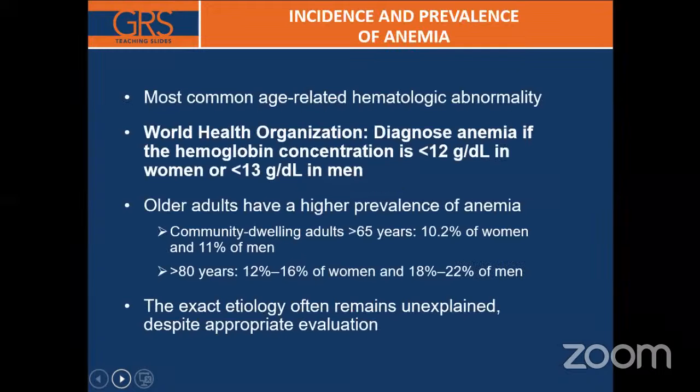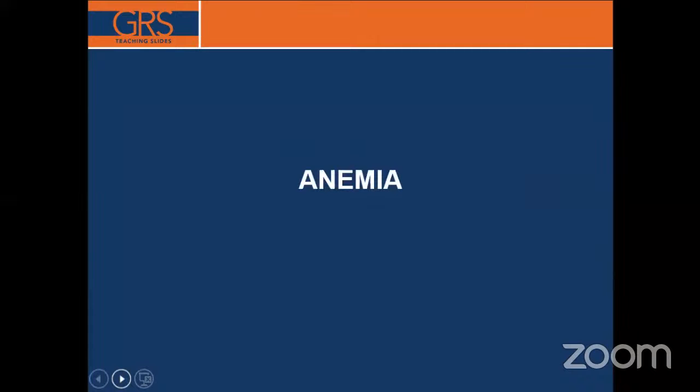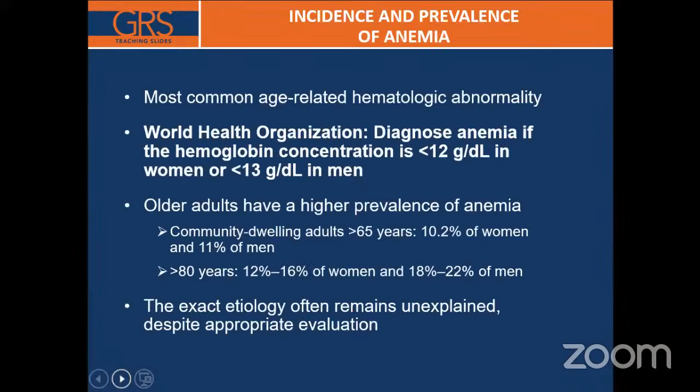Now that we have a solid understanding of hematopoiesis, let us proceed to discuss anemia. Anemia is the most common age-related hematologic abnormality, particularly prevalent among older adults. According to the World Health Organization, anemia is diagnosed when hemoglobin level falls below 12 grams per deciliter in women and 13 grams per deciliter in men.